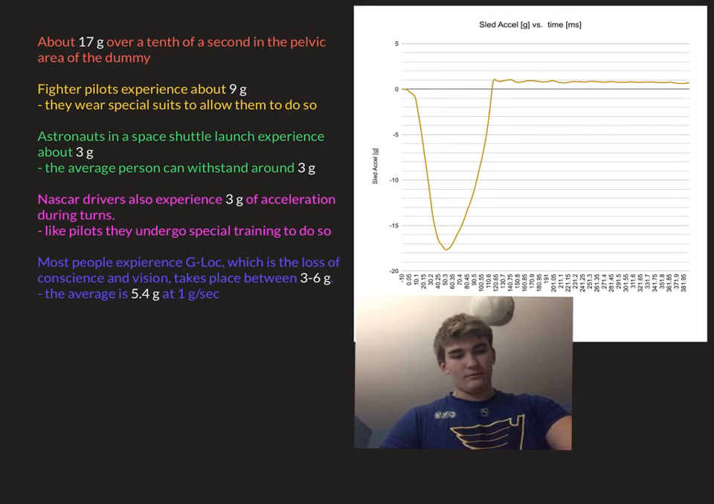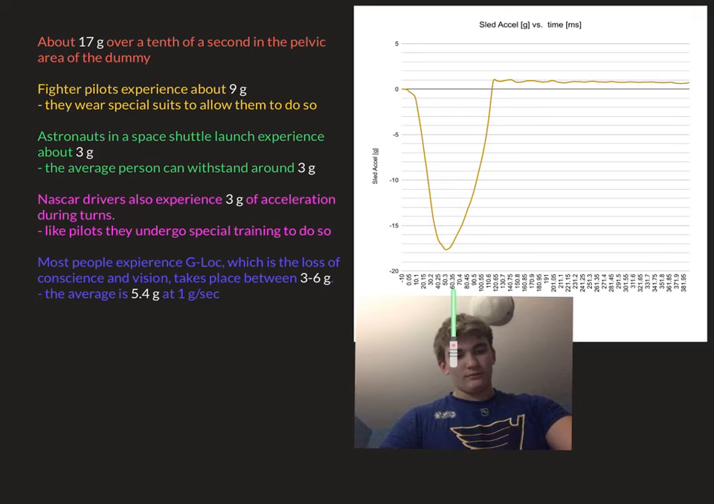So now we're going to talk about the actual specific situations. First off, in our car test, our dummy experiences about 17 G's over a tenth of a second. And this is in the pelvic area of the dummy. That's where I'm collecting my data from. As you can see on this graph, that's 17, that's 18. It's just south of 18, but it's around 17.